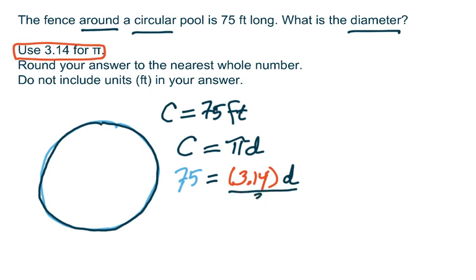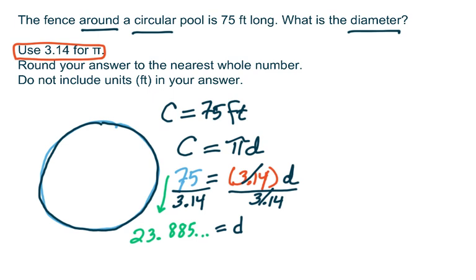I will divide by 3.14 on both sides of the equation. I do that on both sides so that it stays in balance. 3.14 divided by 3.14 gives me a coefficient of 1 for d, and that's what I was hoping for. I'm going to divide top to bottom, just like I read. So 75 divided by 3.14 gives me 23.885, and it keeps going from there.